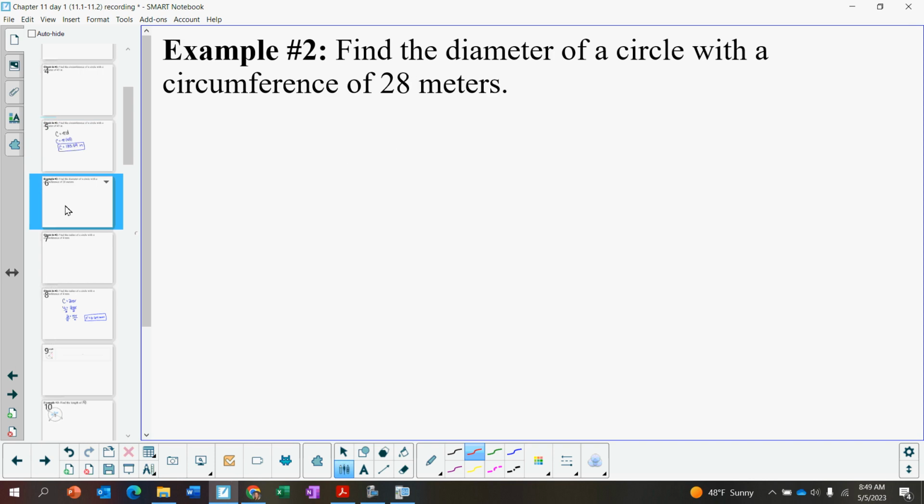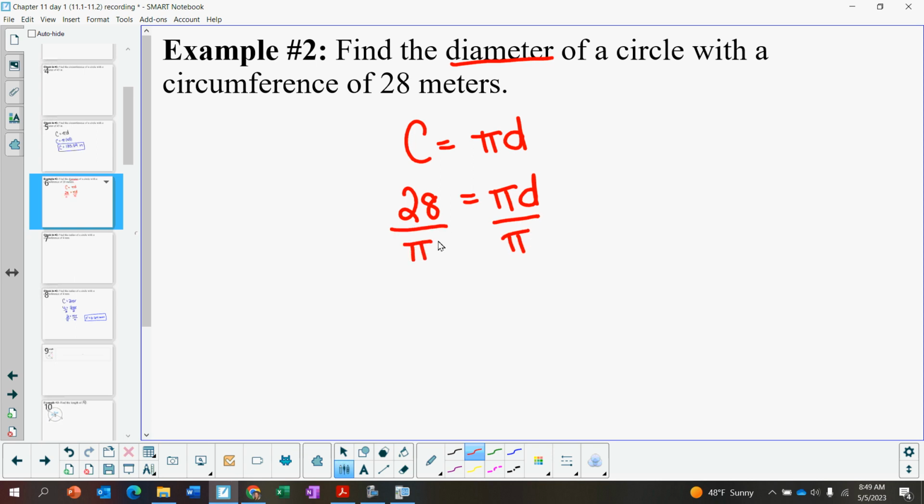All right, our next example, we want to find the diameter of a circle with a circumference of 28 meters. So I'm still using the circumference formula, and I'm using the one that has diameter in it, C equals pi d. So this time, I'm going to put 28 in for the circumference, which means to get d alone, I'm going to have to divide by pi. And doing that, just using the pi button on the calculator, we would get d equals 8.91 meters.